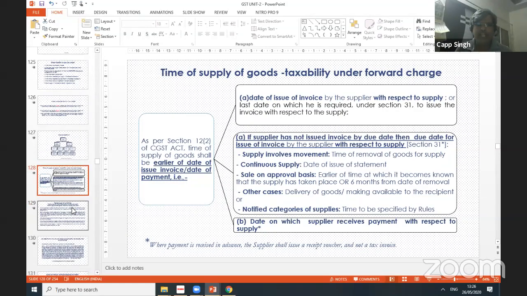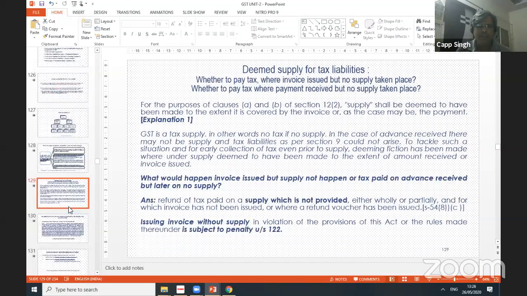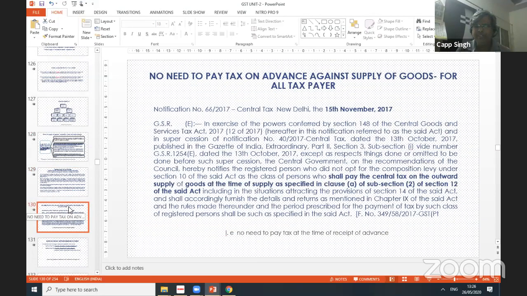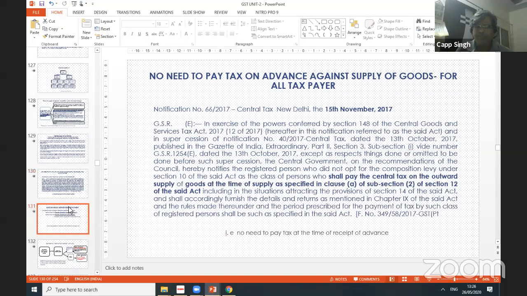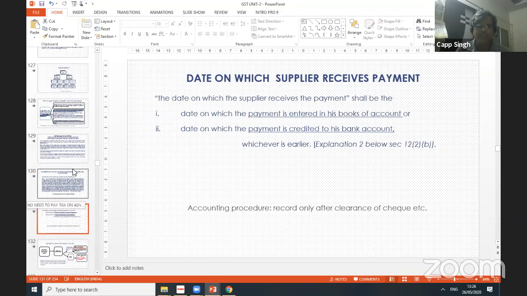We must note that on advances, at present there is no GST. Advances in respect of supply of goods, there is no GST at all. Earlier the legislature made the provision, section 12 specifically had it, and this section has not been deleted. Rather, the government has managed not to charge tax on advances by way of notifications. I am referring to notification 66/2017. This is the specific notification where there is no need to pay tax on advance.